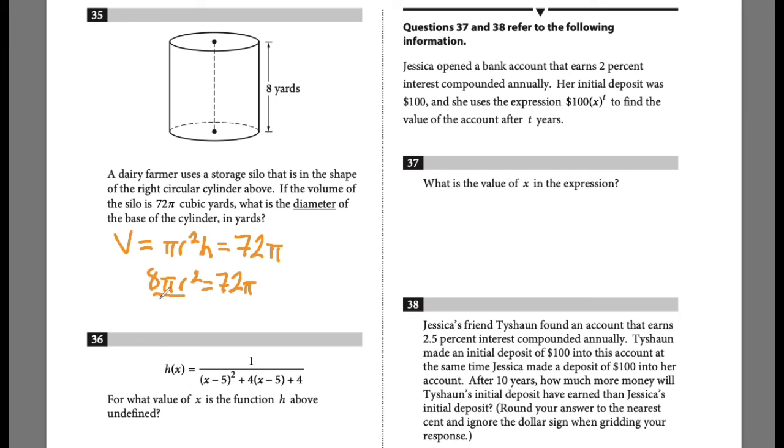We can divide both sides by 8 pi. And we're going to get r squared equals 72 divided by 8, which is 9. And if we take the square root of both sides, we'll get that r equals 3. The question is asking for the diameter and not the radius. So all we have to do in order to find the diameter is multiply the radius by 2. So we'll find that the diameter equals 6.